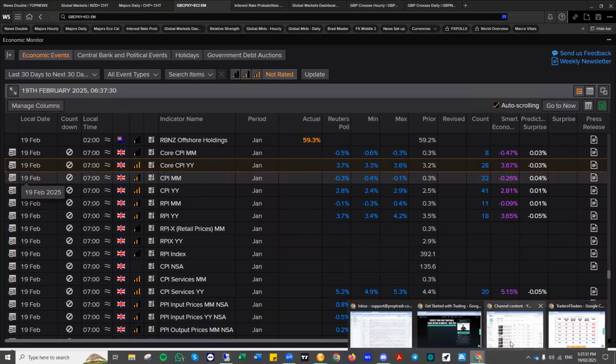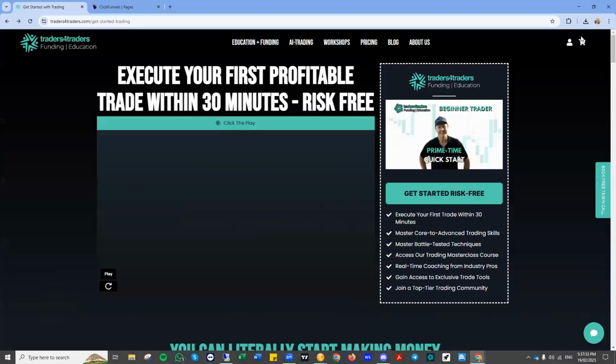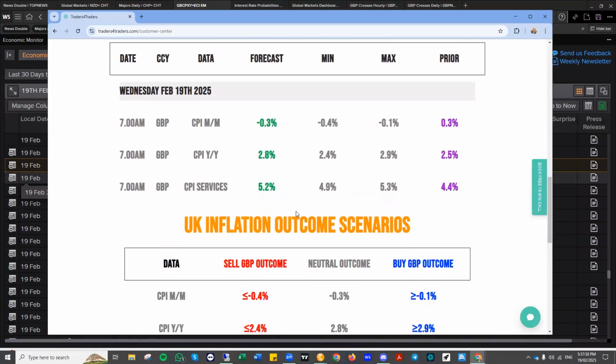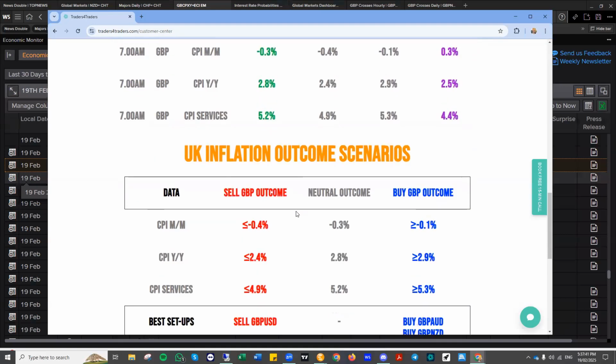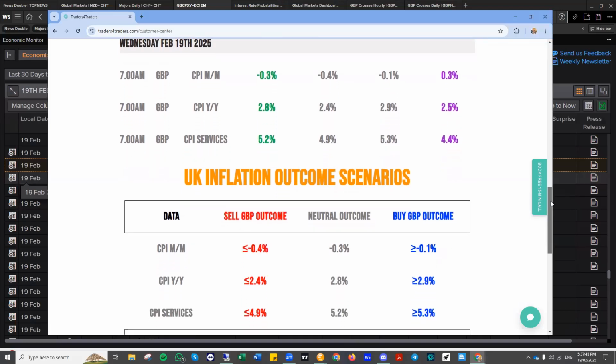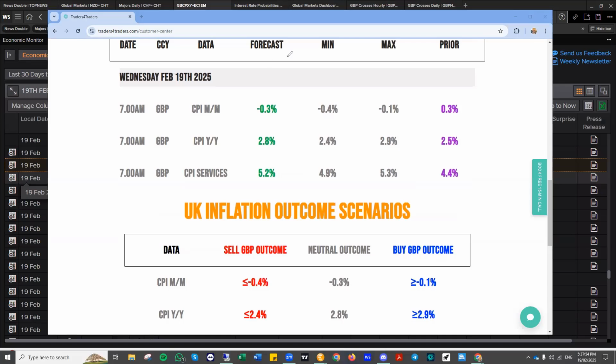If I just come back to the live trade hub, oh, wrong one. Where are we? Here we go. Just looking at these numbers and trying to work out where the actual outcomes are. Now, as a simple exercise, you should be thinking along the lines of, okay, they give us the forecast. Let me just drop that down a touch so you can see the headings. Okay, you've got the forecast, the month-on-month forecast, the year-on-year, and I've included the services CPI there as well. Now the range, right?